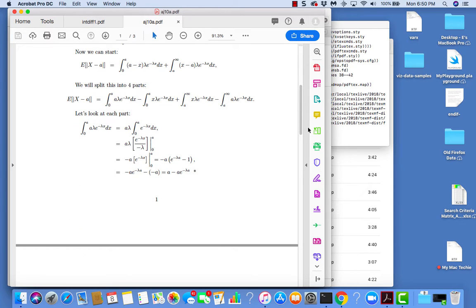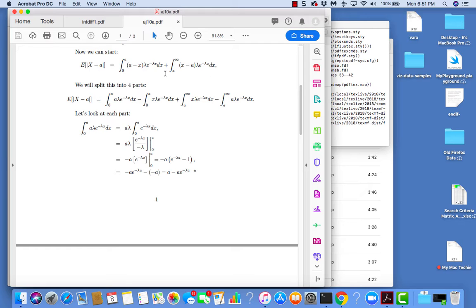Our first goal is to get the expected value of the absolute value of x minus a. And this is running off of an exponential probability distribution. So we have the integral from 0 to a of a minus x times the exponential distribution dx, plus the integral from a to infinity of x minus a times the exponential probability distribution dx.